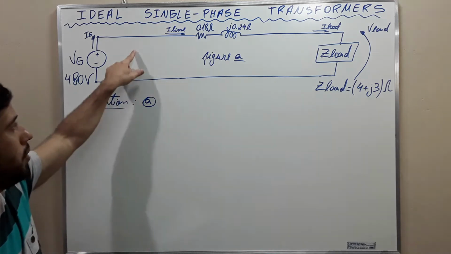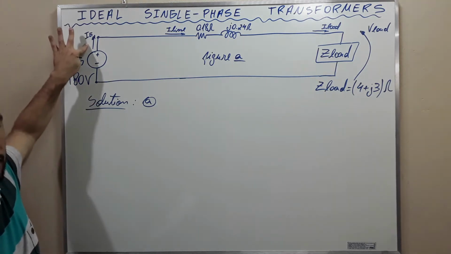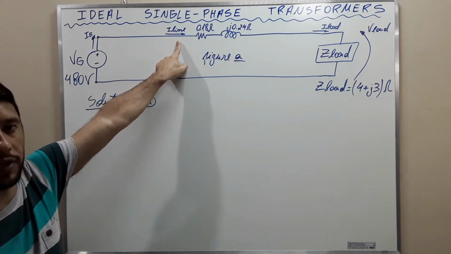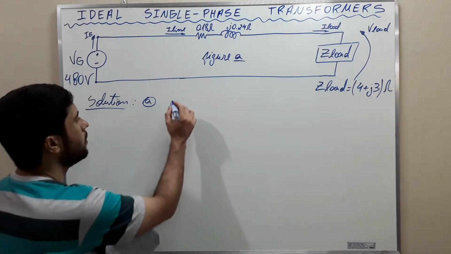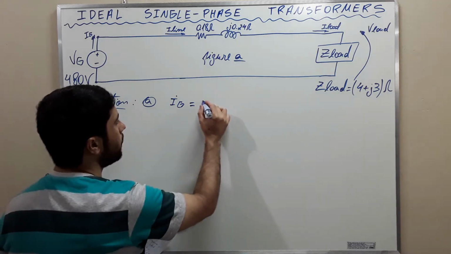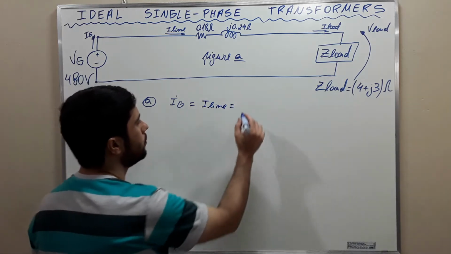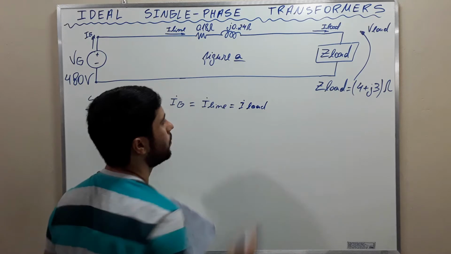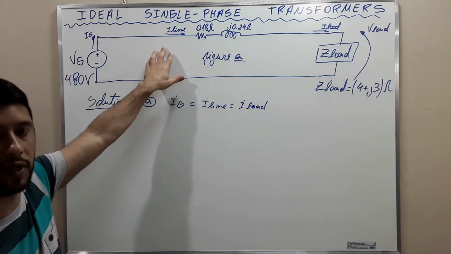When there is no transformer in the power system, the current of the generator is equal to the current of the line, which is equal to the current of the load. Then Ig is equal to I line, which is equal to I load. Alright? This equality is clear.